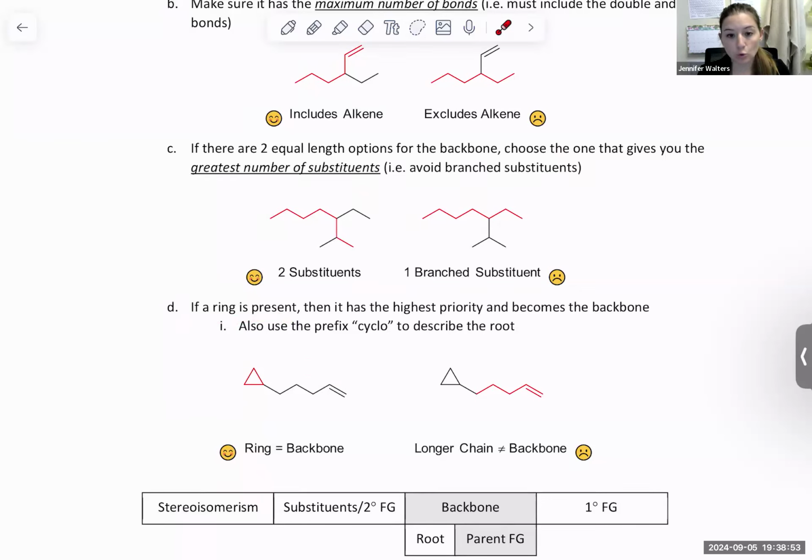This is a rule that changed in 2021, I believe, when they instated this rule, that it no longer matters how many carbons you have. It is the fact you have a ring that becomes your backbone. Also, if you have a ring, you're going to use cyclo as a prefix that is going to describe your root. So it's going to be right next to the root. It is right there directly modifying it because it changes the composition of your backbone.